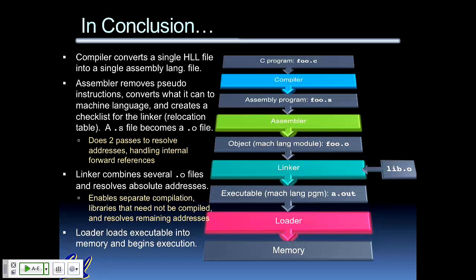Okay, so in conclusion, just to summarize what we did today. The compiler converts high-level code into an assembly language file, removes pseudo-instructions, and generates single .o files. The linker pulls all those together, resolves all the cross-module references, includes the library files, and produces an executable that we can load and run in memory.